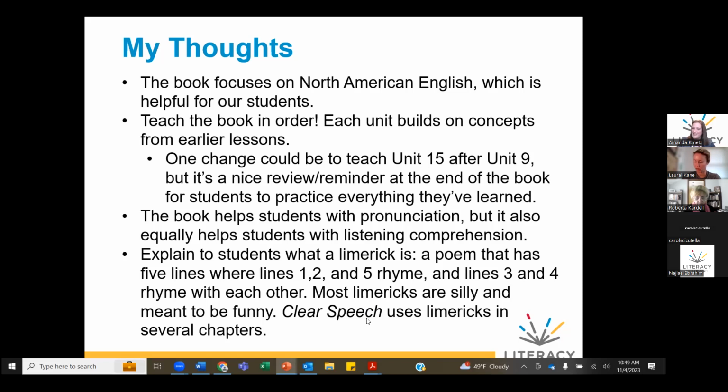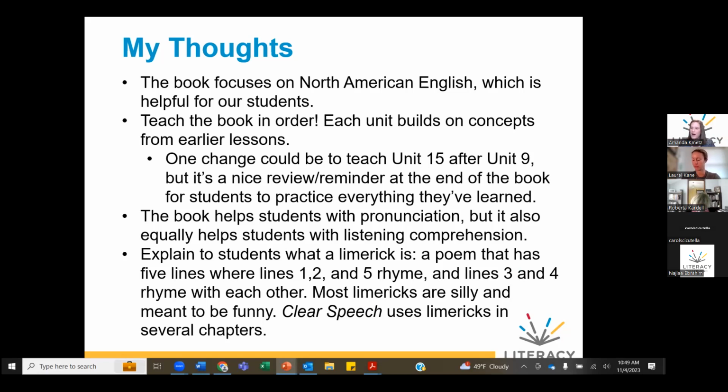The other suggestion I have for you is to explain to the students what a limerick is, because for some reason, Clear Speech really, really likes limericks. They give a lot of limericks in the book to help students practice their pronunciation. So a limerick, again, for those of you that maybe haven't read one in a long, long time, is a poem that has 5 lines.